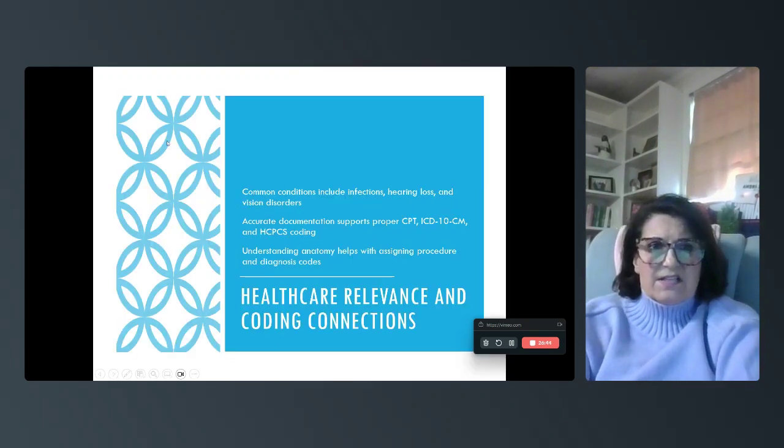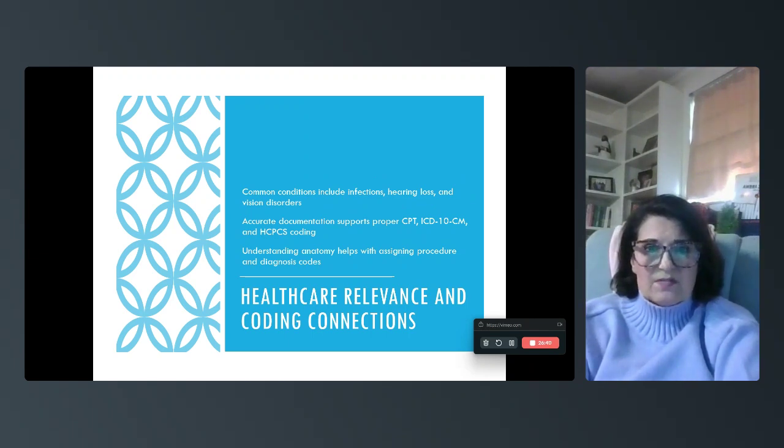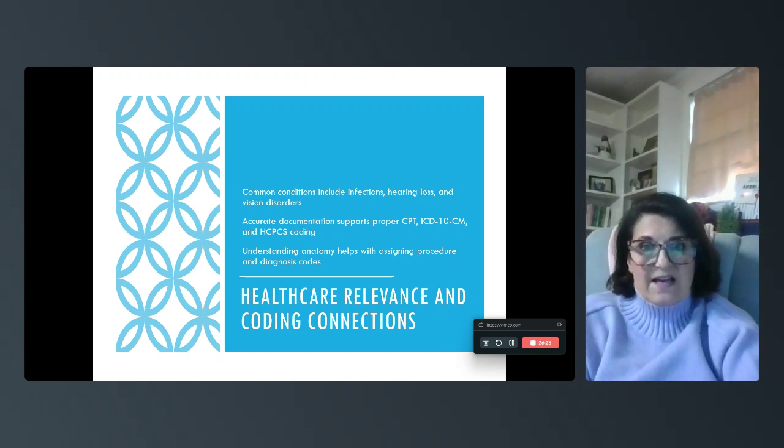Common conditions include infections, hearing loss, and vision disorders. You always want to make sure when we're doing the CPT coding that all documentation supports it. So if you're coding for like the cornea, we want to make sure that the cornea is the correct body part. So understanding that anatomy can help you better with assigning these codes.